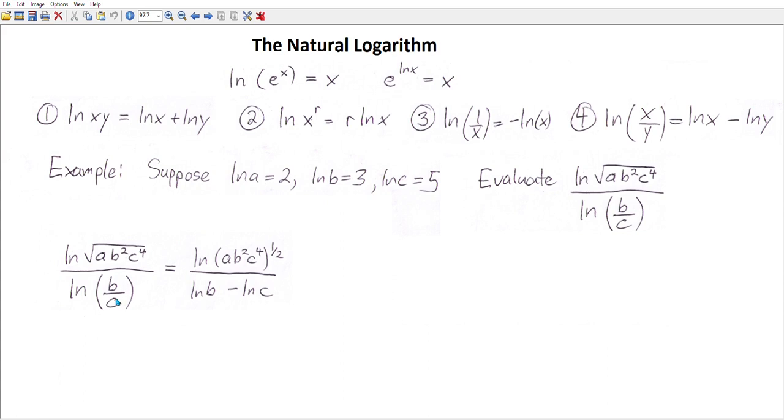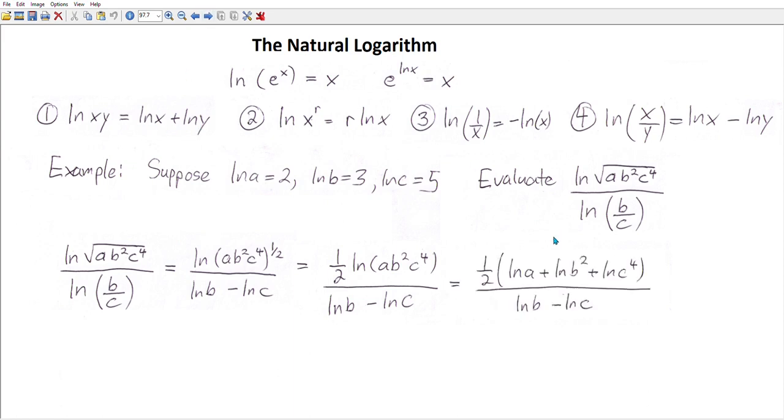The log of b over c is, by property 4, log b minus log c. Now we can move the exponent out in front using property 2. Okay, and now this is the product of 3 things. So using the fact that the log of a product is the sum of the logs, we're going to get log a plus log b squared plus log c to the 4th.